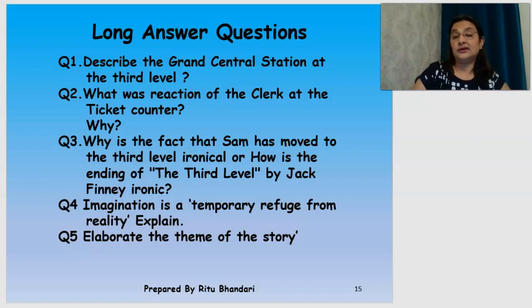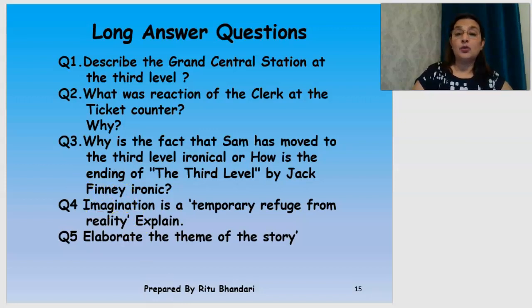So at the end of the paragraph you can write in the third paragraph, the clerk did not behave in a very cordial manner with Charlie because he was definitely thinking that Charlie was bent upon skinning him.